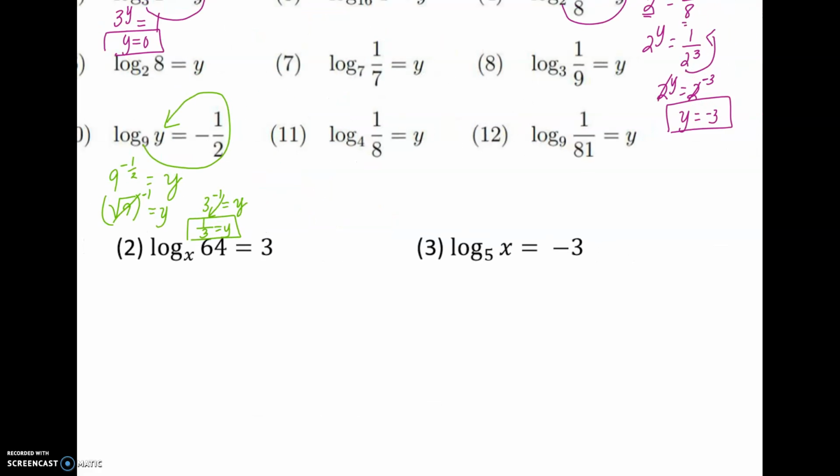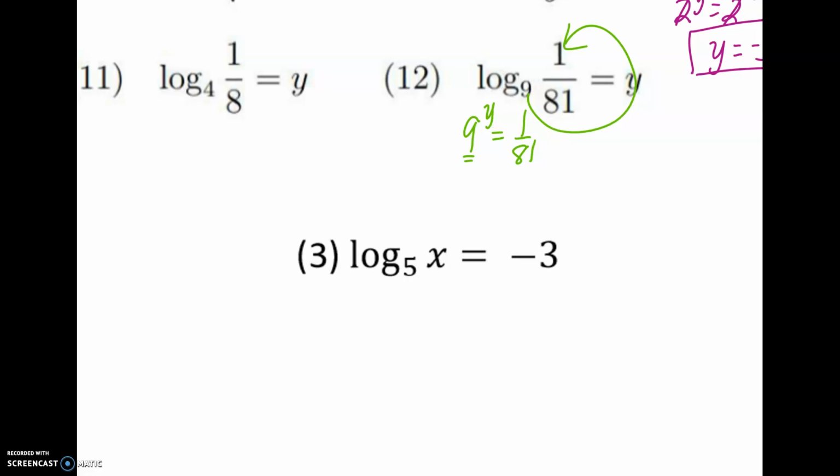Let's do number 12. Log base 9 of 1/81 equals y. So we're going to come around like this, and we get 9 to the y power equals 1 over 81. Okay, this is a base 9. Can we write 81 with a base of 9? We sure can. This is 9 to the y power equals 1 over 9 squared. But I can't have that fraction. I have to bring it up. When I do, we get 9 to the y power equals 9 to the negative 2 power. Same base now, so y equals negative 2.